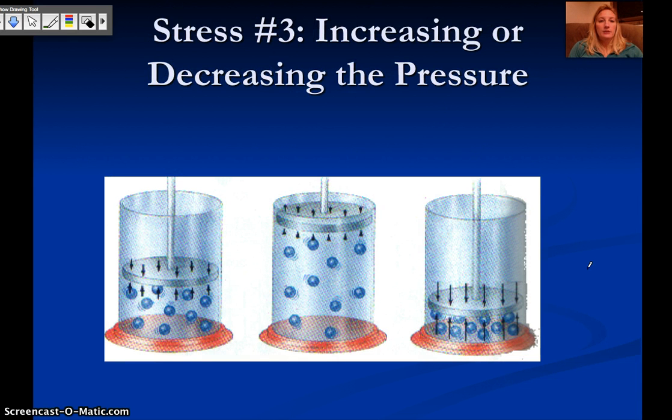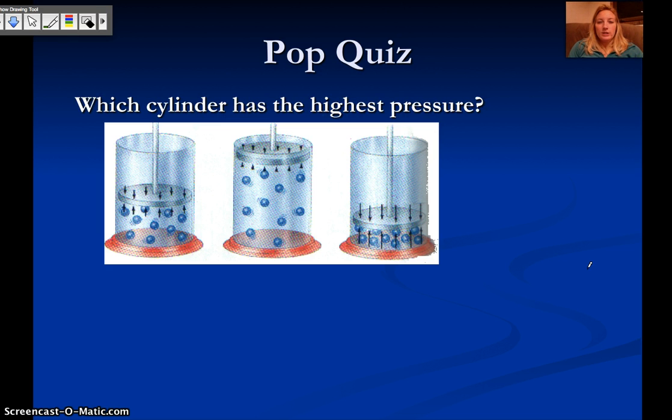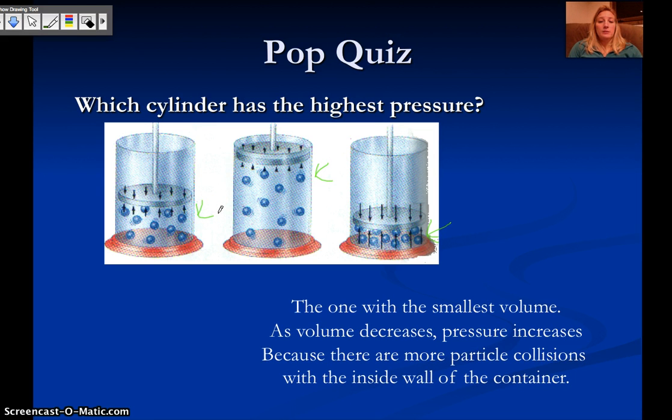So, stress 3, last one, increasing or decreasing the pressure. Now think back, pop quiz real quick, think back to when we went over gas laws. Which cylinder here has the highest pressure? Notice that they all have the same amount of gas particles, but the volumes are different. So the one with the smallest volume is going to have the highest pressure. That's because as volume decreases, you get more collisions, and so pressure's increasing.